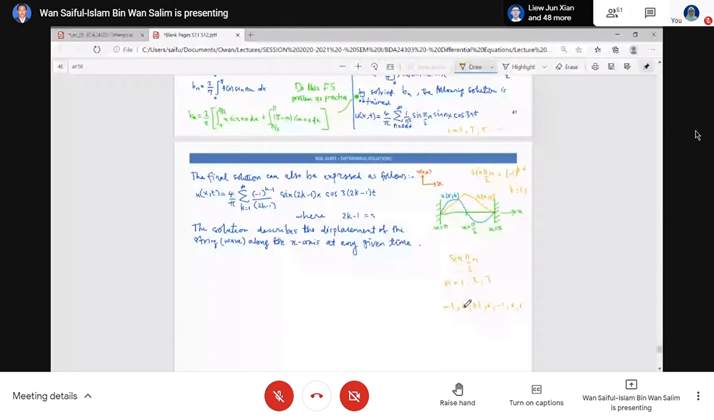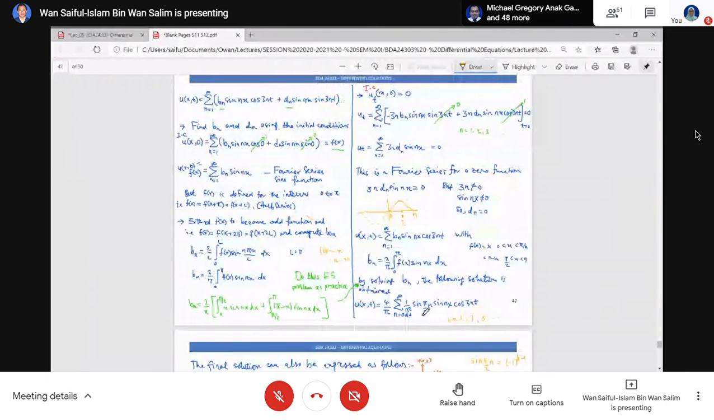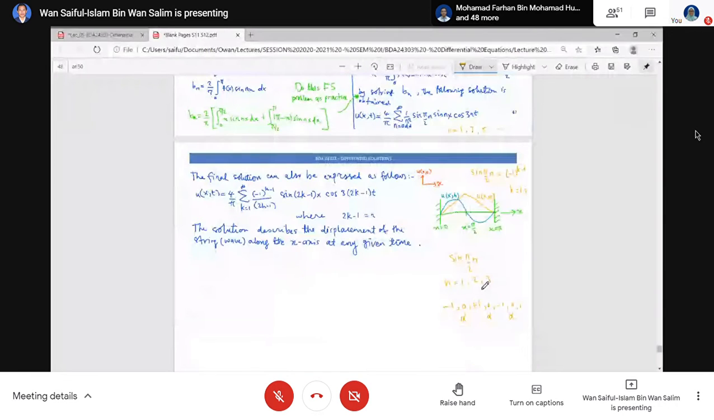Kita tak mau nilai sama dengan 0. Betul? Alright. Because if this sine pi over 2n is equal to 0, then this becomes 0. When this becomes 0, this whole term becomes 0 and everything becomes 0. So therefore, u becomes 0. So therefore, it's a trivial solution. So we cannot have this sine pi over 2n is equal to 0. We need to eliminate this 0 and take only this.